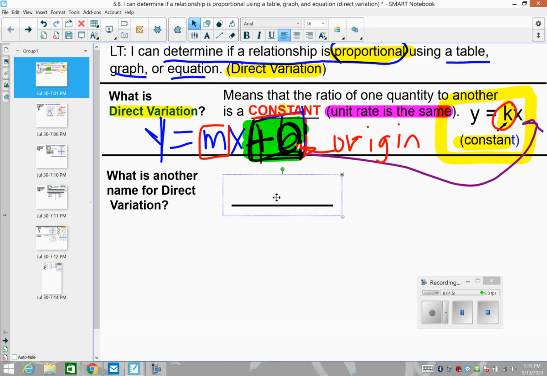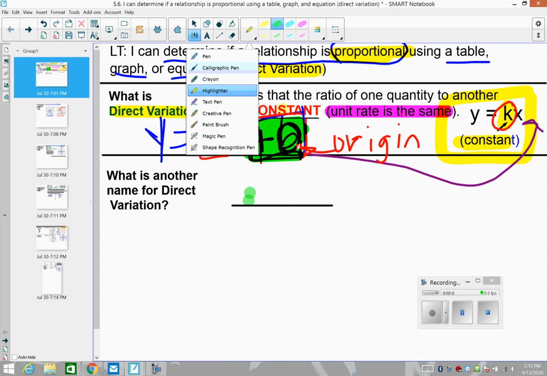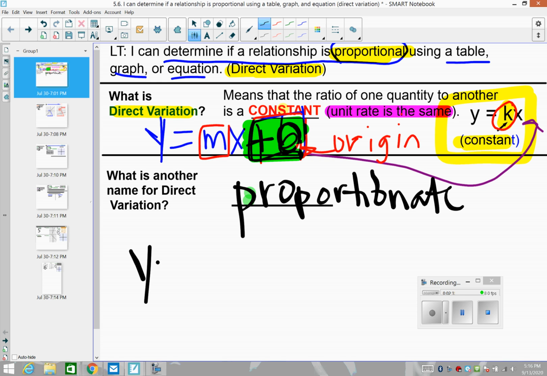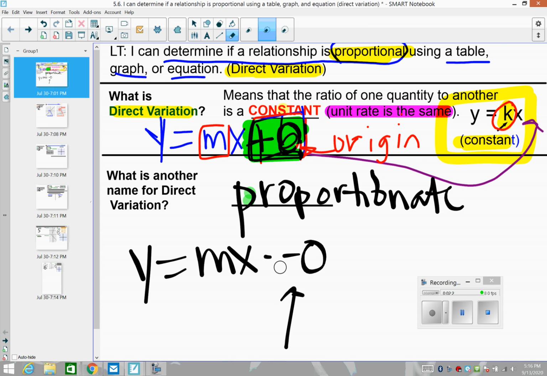It means that it's proportionate. I'm just going to rewrite it. So it means that it's proportionate. All right. And again, that just means that we have y equals mx plus 0. That means it's going through the origin. So that will not be written in our work today. Okay, so let's take a look.